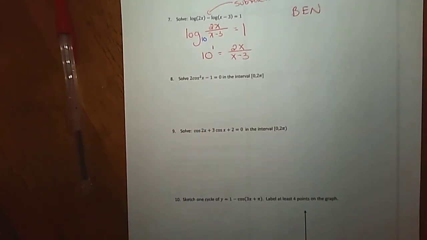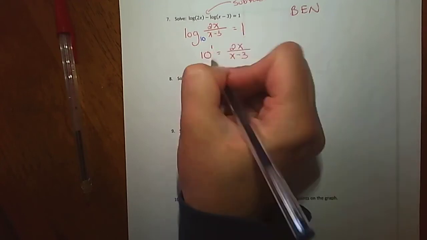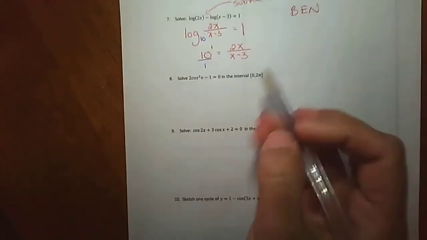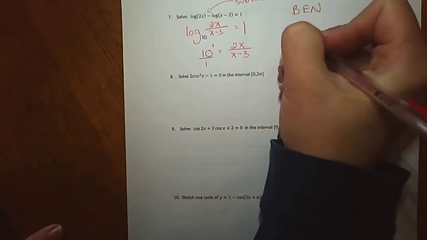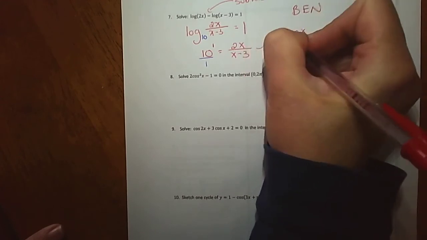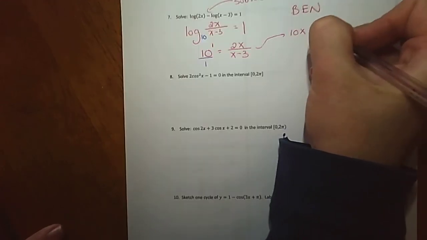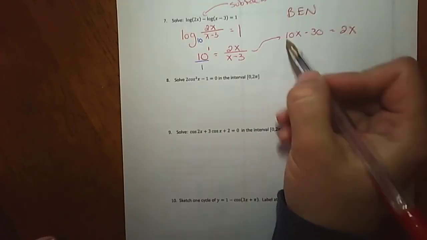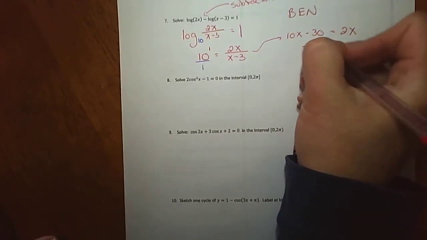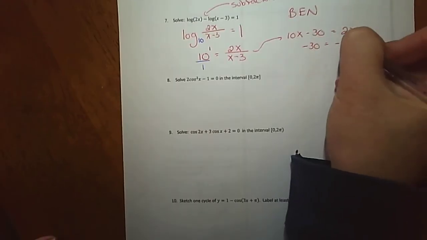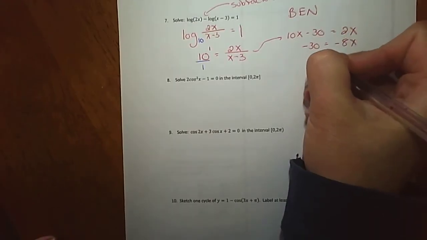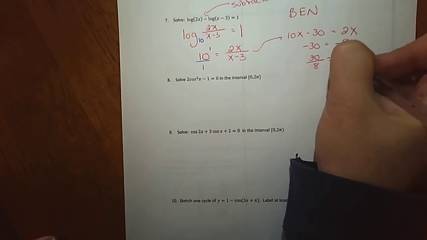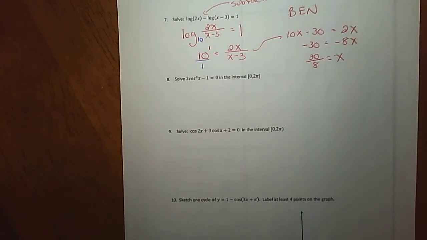Right? So what I'm going to do now, since this is a fraction, I'm going to make that look like a fraction and cross multiply. So I end up with 10x, right, so I'm bringing this here, 10x minus 30 is equal to 2x. I'm going to subtract the 10x over, so I end up with negative 8x, and I'm going to divide by negative 8. So a negative divided by negative makes positive 30 over 8.